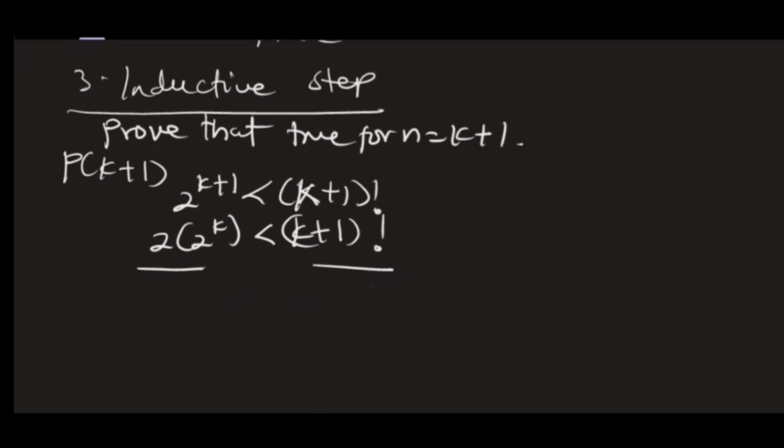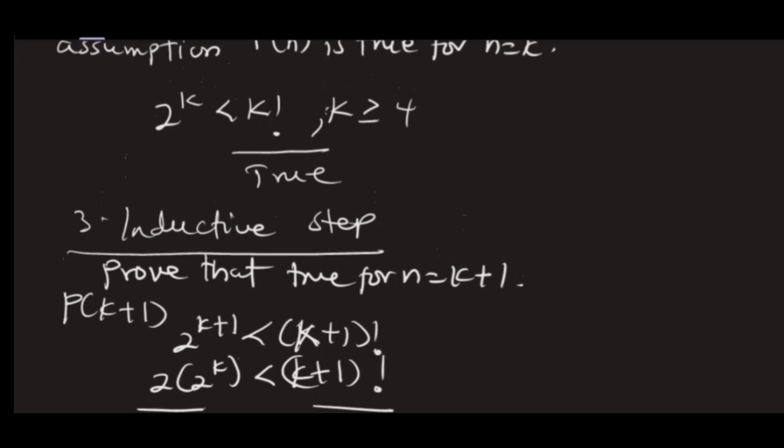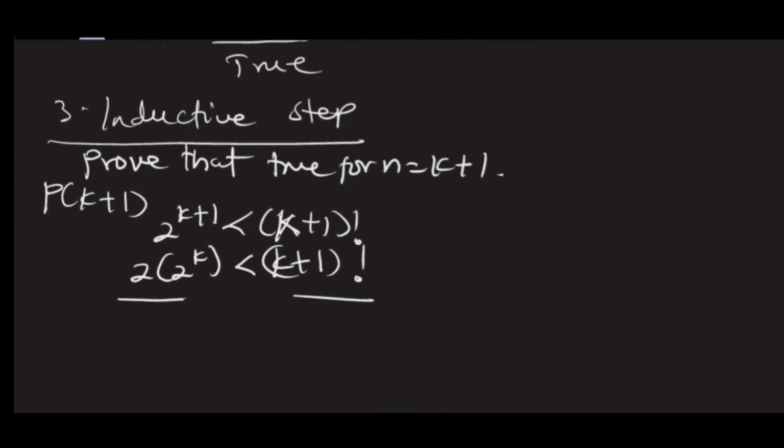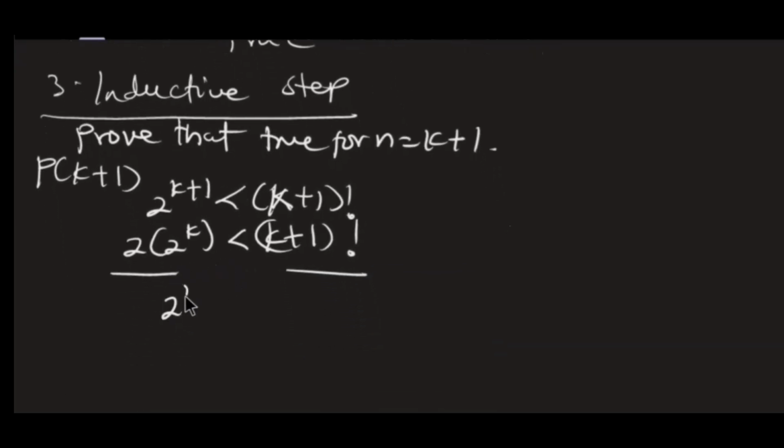Now, let's come back to our inductive hypothesis. Here, 2 to the power k is less than k factorial, and you know it's true. So you write it: 2 to the power k is less than k factorial. You will multiply here by 2, so here by 2, here by 2. Hence, 2 multiplying 2 to the power k is always less than 2 multiplying k factorial. Is that not it?